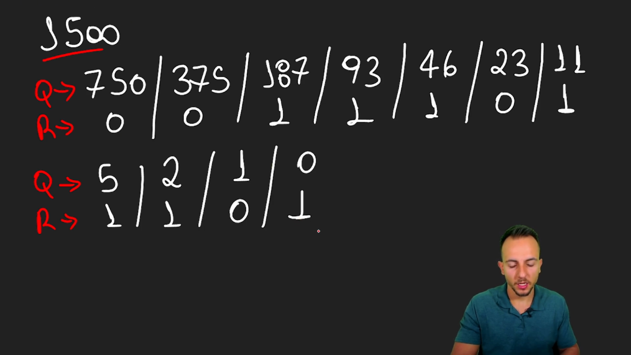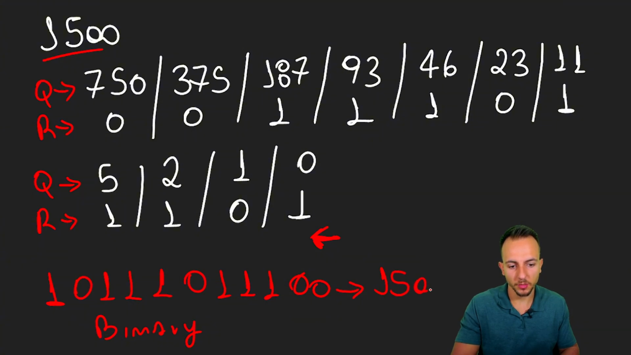Now we're done, and the last step is we need to write down the answer of the remainders backwards. So we're going to have 1 as the last number, and then 0, 1, 1, 1, 0, 1, 1, 1, 0, 0. So this is the binary number for our decimal number, that is 1,500. So that's it, guys. This is how we can convert a decimal number to the binary system.